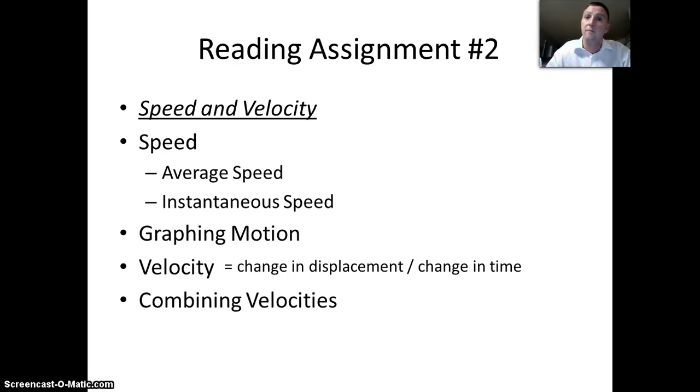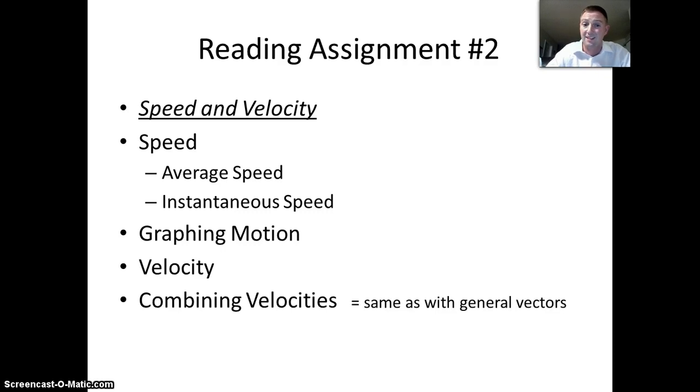Right? Final displacement minus my initial displacement gives me my change in displacement. My final time minus my initial time gives me my change in time. Right? And we can combine velocity just as we combined displacements or any other vector. Okay? We use those arrow techniques. Then in a straight line we can add and subtract, positive and negative, just like we did in the last video. Cool? Velocity is a vector, just like anything else.